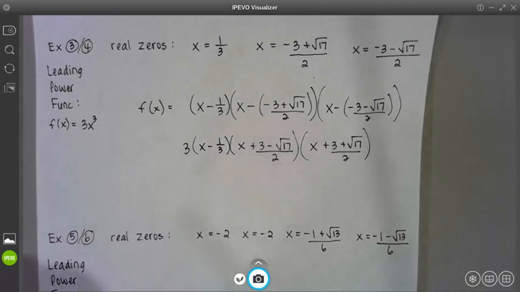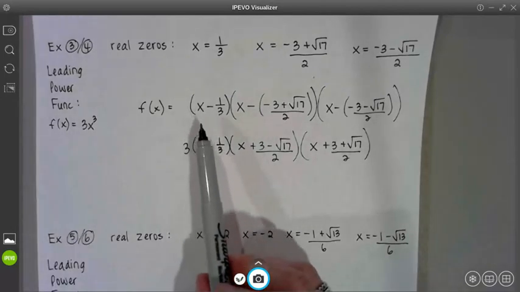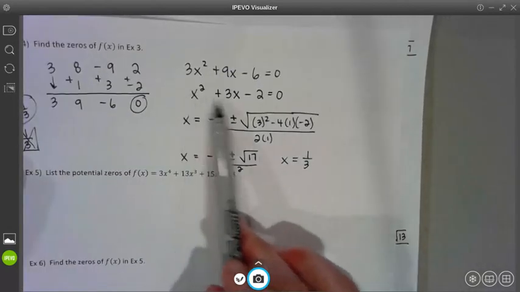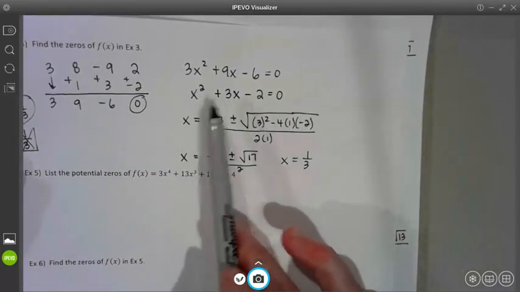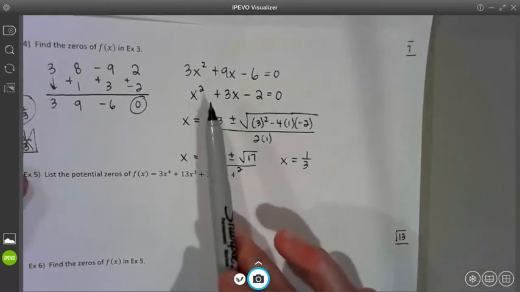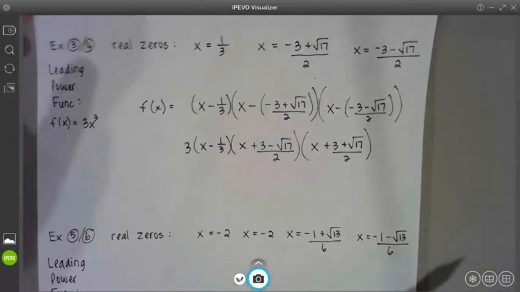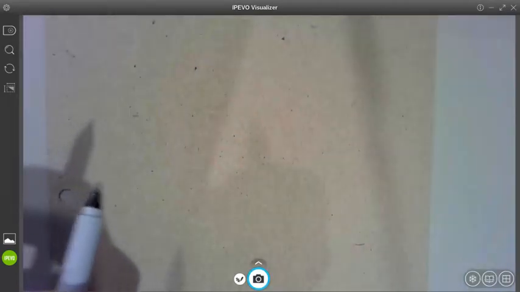Now, technically, you could have written it as x minus 1/3, and you could have used this quadratic factor, but a lot of times they specifically say to write them as linear factors. It's only the imaginary ones they let you leave as quadratic factors. Okay? All right, perfect. So let's go to the next example.